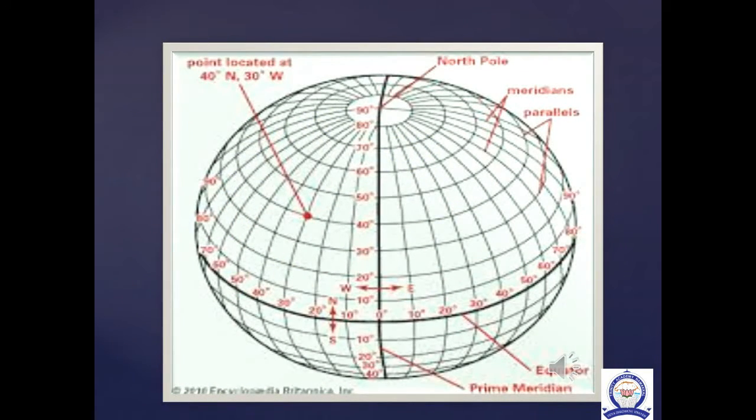Important lines of latitude. The Earth rotates on its axis at an inclination of 23.5 degrees. It also revolves around the sun while rotating.